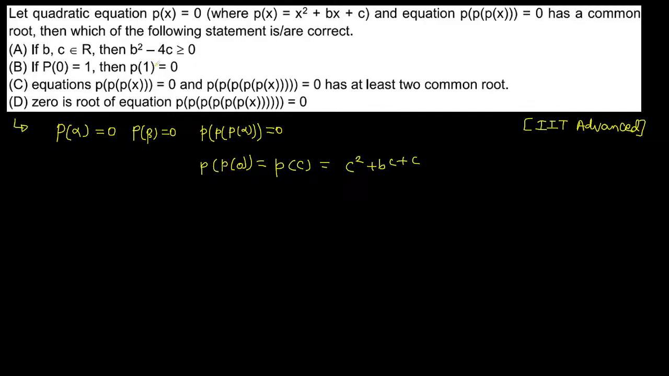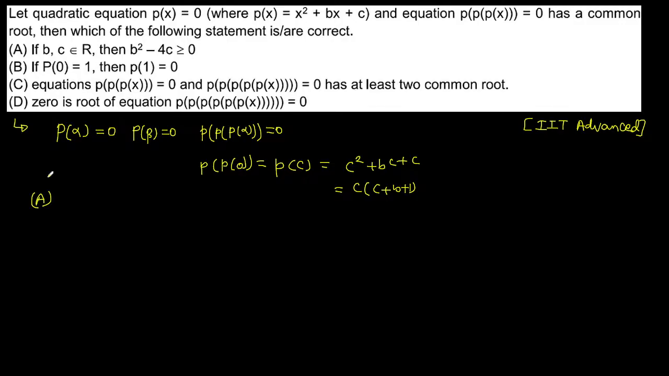Okay. b, c belong to R. b square minus 4c. We are getting c common, c plus b plus 1. Zero is a root of this equation. If p(p(x)) is 0, then this has at least two common roots. We go with option A.